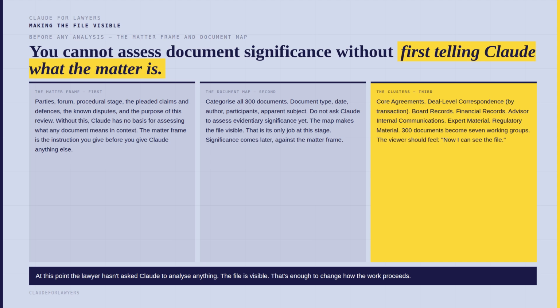And then clusters. Core agreements, deal-level correspondence by transaction, board records, financial records, advisor internal communications, expert material, regulatory material. 300 documents become 7 working groups. At this point, the lawyer hasn't asked Claude to analyze anything. The file is visible. That's a different starting position from having 3,000 words of summary. The lawyer can see what they have and what's missing before they start interpreting anything.